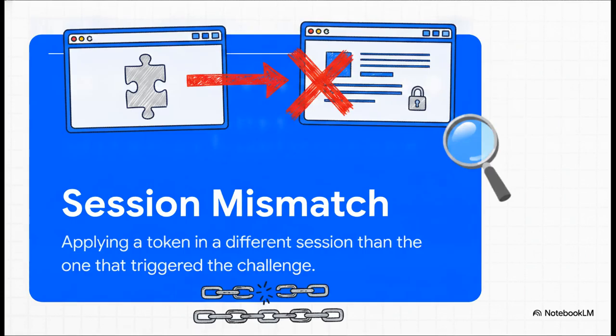Session mismatch. Applying that solved token in a different browser context or HTTP session than the one that triggered the challenge is almost always the culprit. Unifying the solve and the form submission inside the exact same HTTP session fixes this immediately.